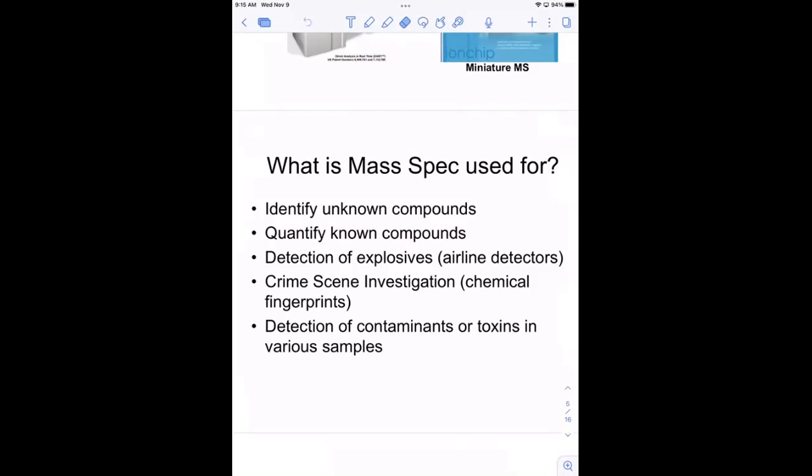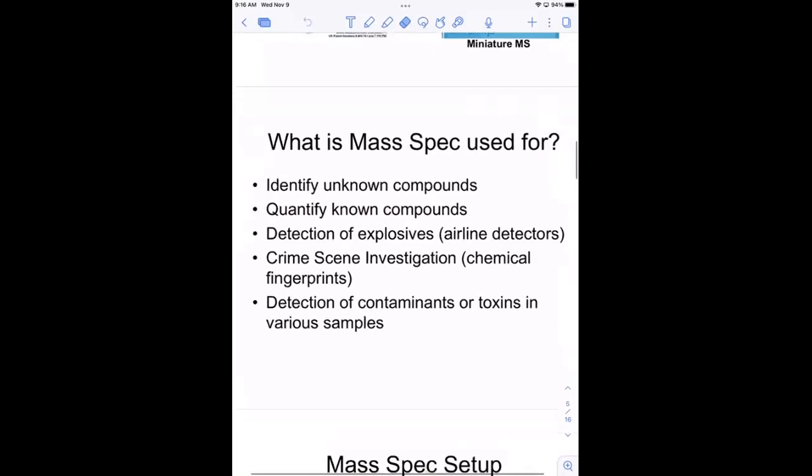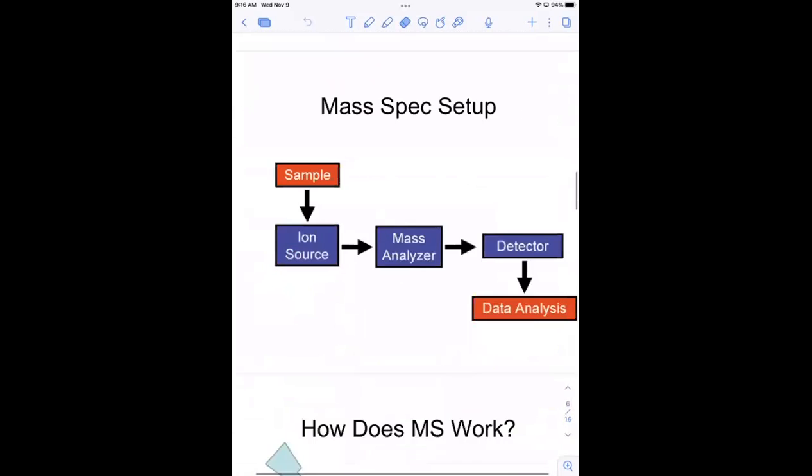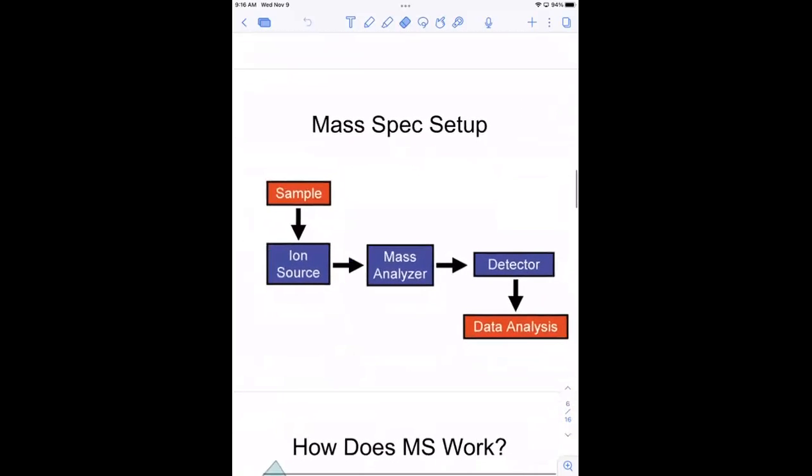But the main use is to determine the molecular weight of a compound, right? Even if you know it, you still have to confirm it. All right, so let me show you what the setup looks like. It's a very basic setup where I'm oversimplifying it here because all this stuff is very complicated instrumentation. But your sample goes into what's called an ion source. And then I'm going to show you how this works too.